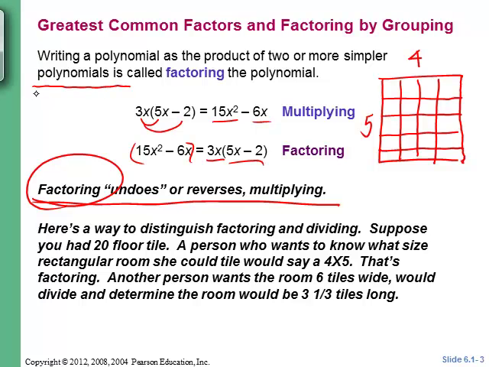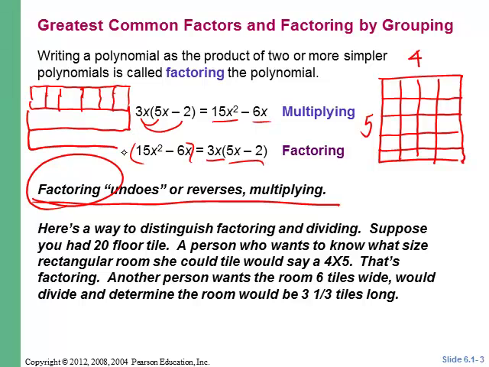Dividing, say you had those same 20 floor tiles and you said, I want to have a room that's 6 tiles long. How wide can that room be? Well, 1 tile long makes 6. 2 tiles long makes 12. 3 tiles long makes 18. And we still have 2 tiles left over. So we could put a third of a tile at the end here, and we would have 6 by 3 1/3.